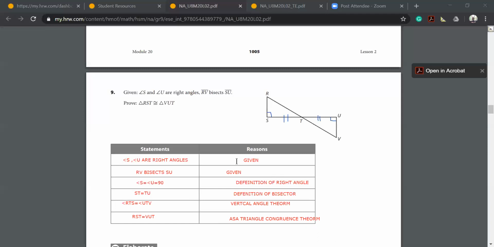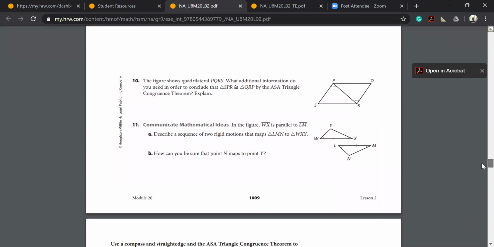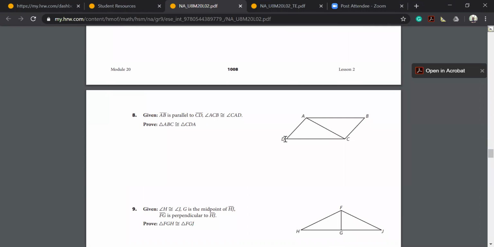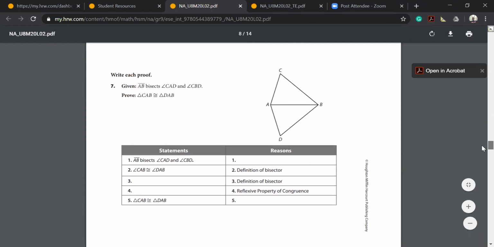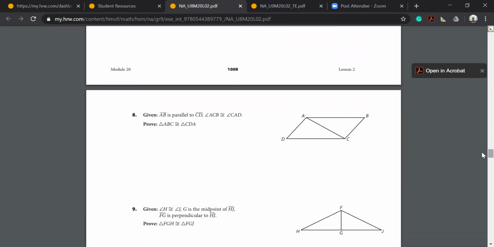Okay, so the lesson was done, and then I'm going to do some extra examples in the evaluate section. We are going to be starting in the evaluate section on page 1009, and we are solving question 8. In question 8, the headline of the question is write each proof. I think I left 7 for you as homework, and we are doing number 8 now as classwork.